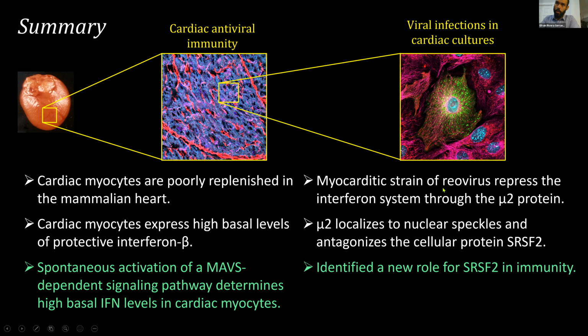If we just look at reovirus as a model, those strains that are able to cause cardiac damage block the system by producing this one protein that then goes into the nucleus and messes up a host factor that is important for cardiac homeostasis to begin with, knowing that if we just remove that host factor in mice, that creates myocarditis.